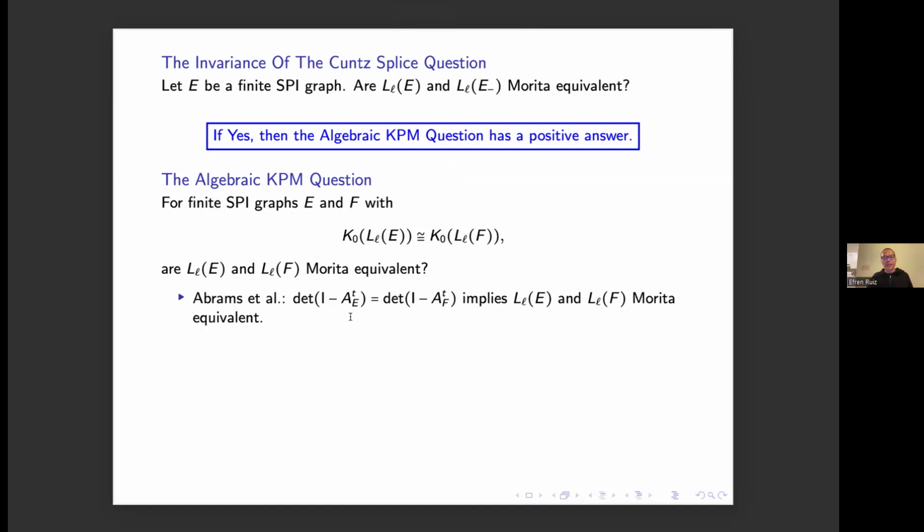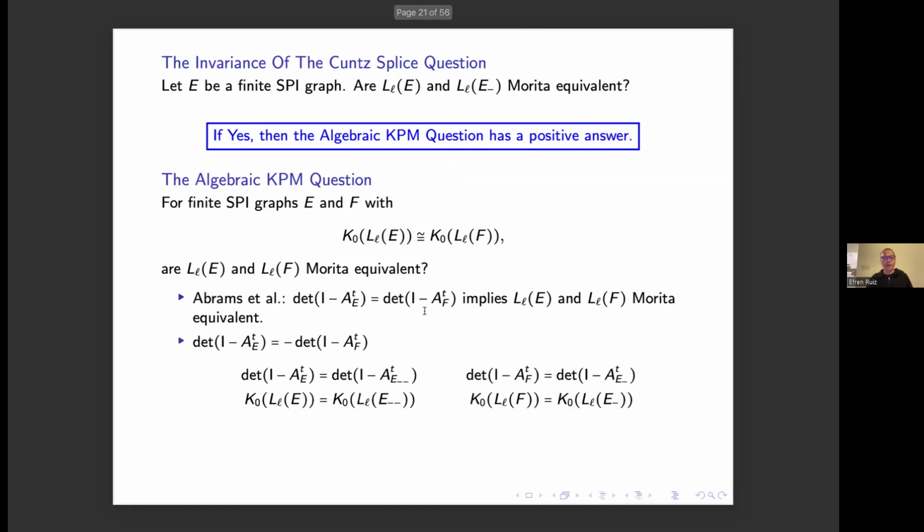that if the determinant of 1 minus AE transpose and the same for F are the same, then we just invoke Abrams and his co-authors' result to say, well, the Leavitt path algebras are Morita equivalent. So essentially, the Cuntz-Splice really will play a role when their determinants are different. And as I mentioned, when you have isomorphic K0 groups, the only difference between their determinants is a sign change. So when they're not equal, the determinant of one will just be minus the determinant of the other.